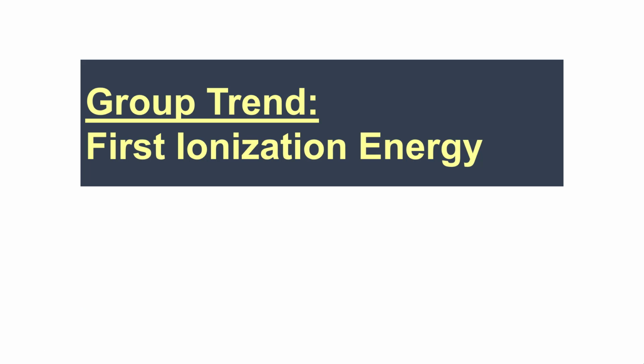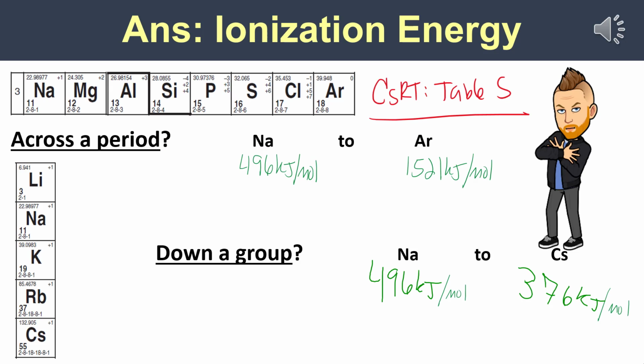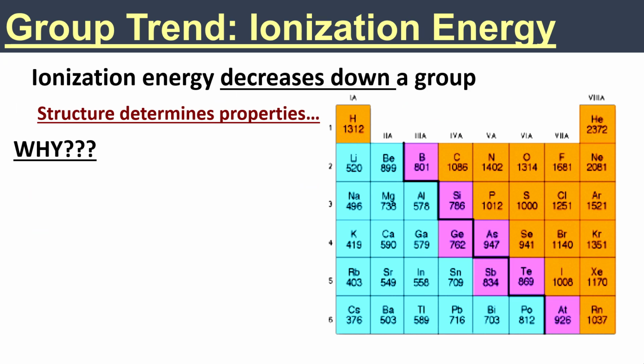Okay, let's now talk about the group trend of ionization energy. You guys remember when you looked it up in the CSERT, we got 496 to 376, and as you went down a group, the ionization energy decreased. Let's talk about how structure will dictate and determine your properties.